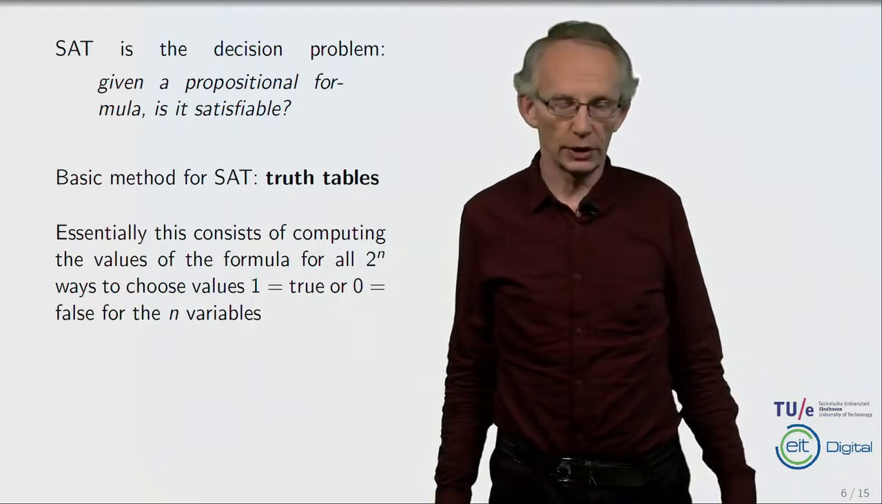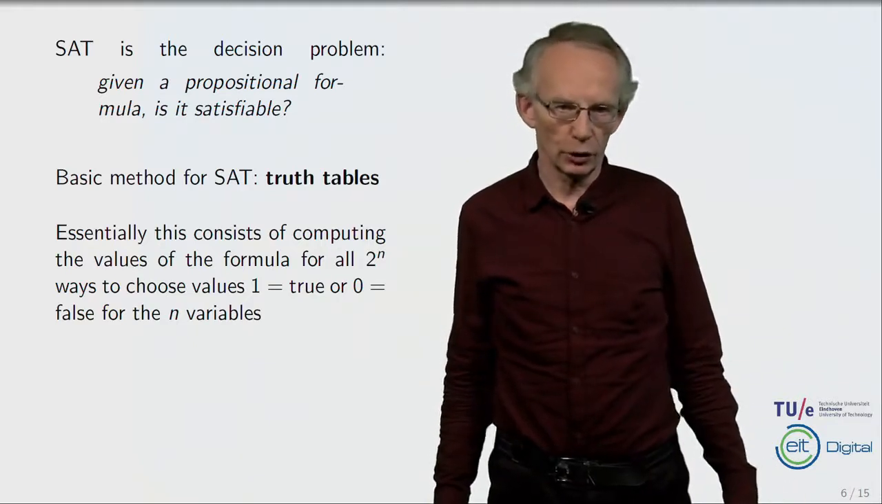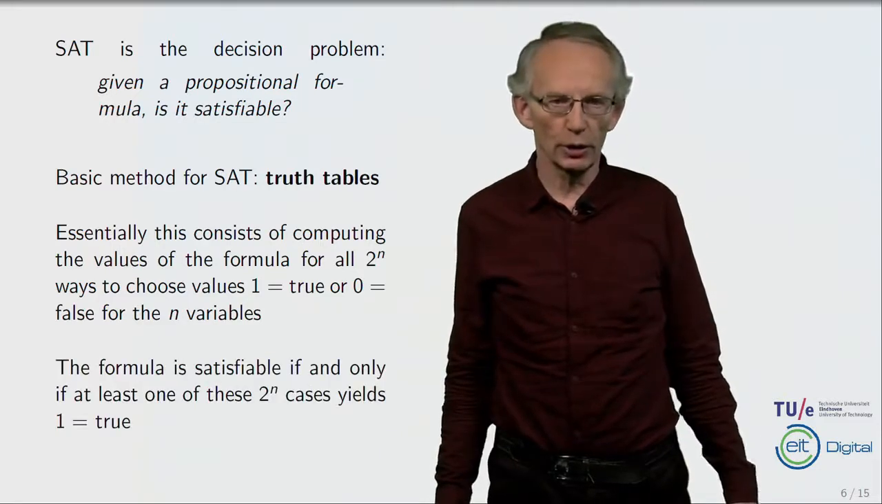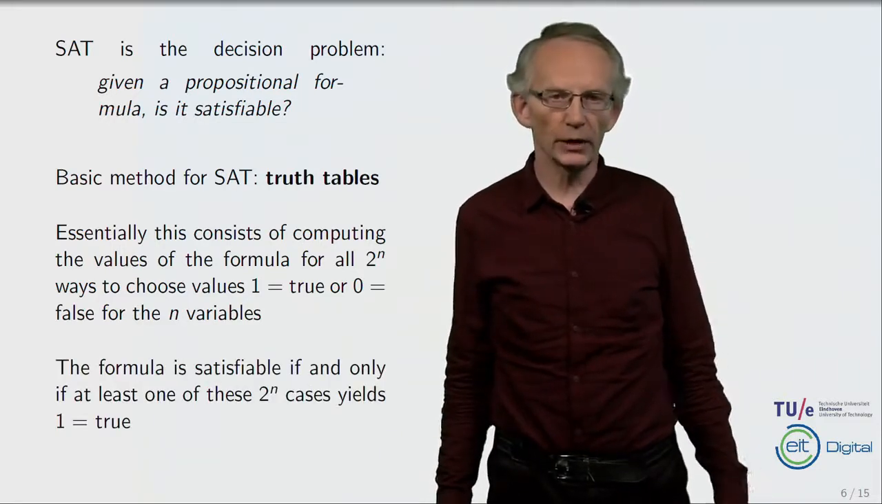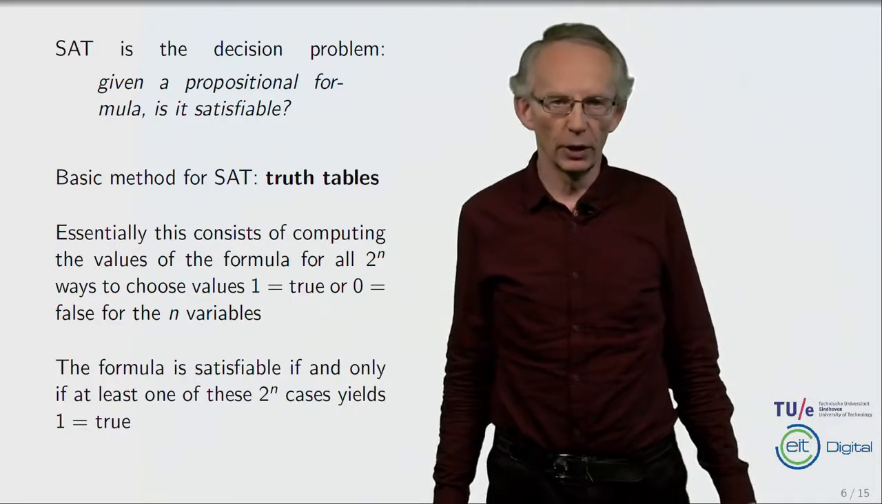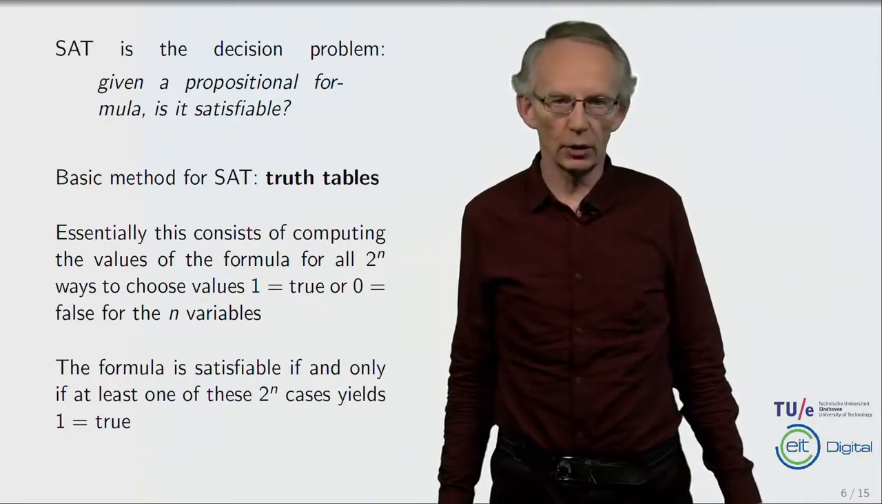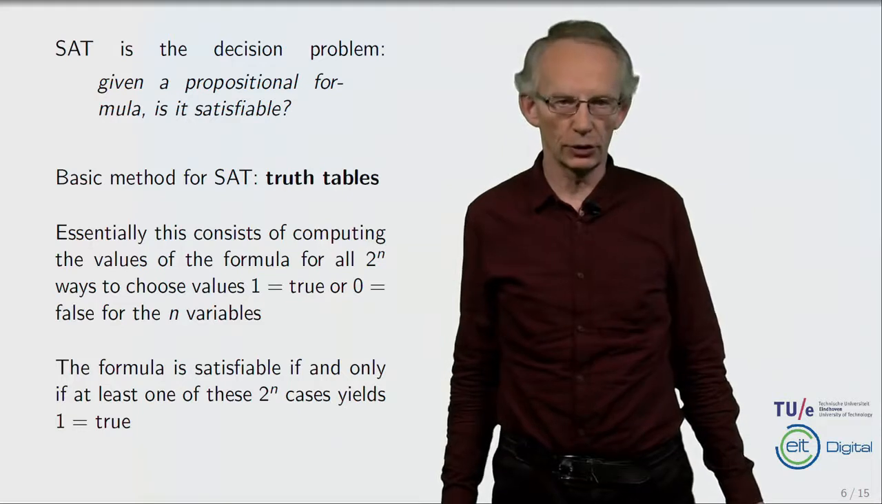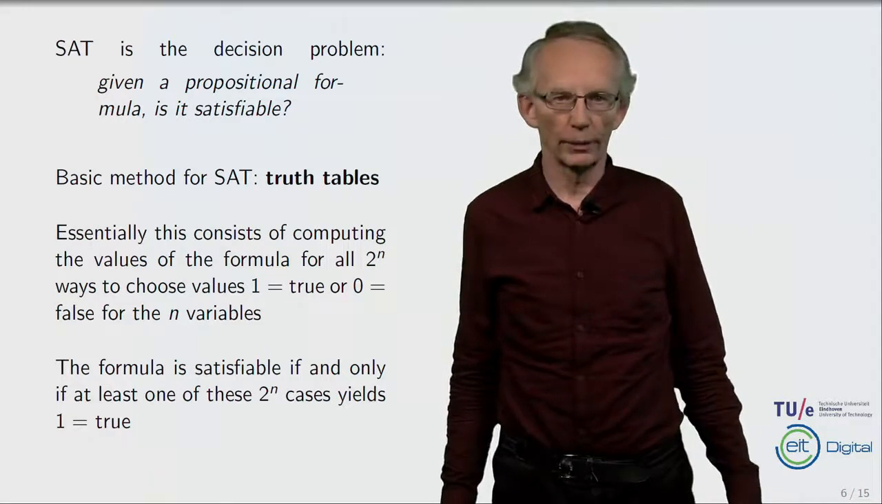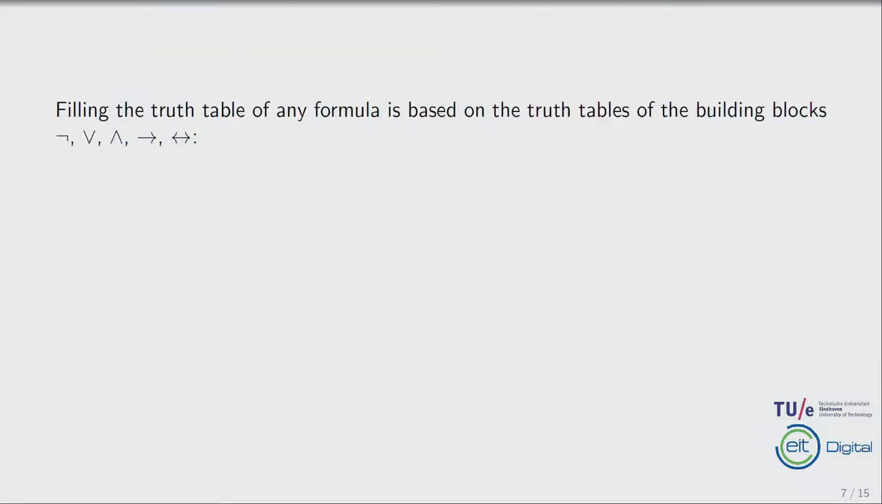For all possibilities we compute the corresponding result. And by definition the formula is satisfiable if and only if at least one of the 2 to the power n cases yields true, abbreviated to 1. Filling the truth table of an arbitrary formula is based on the truth tables of the building blocks, the operators: negation, disjunction, conjunction, implication and bi-implication. And in fact, these truth tables of the building blocks define these operators.